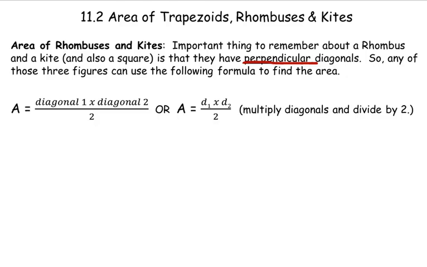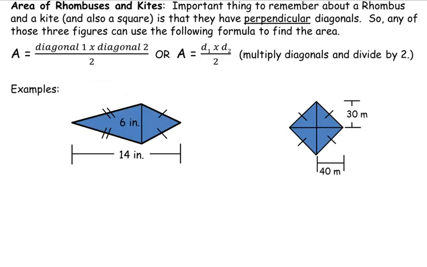So these figures that have perpendicular diagonals, this is going to be a formula we're going to want to remember. Any of these figures then, the formula for area is diagonal 1 times diagonal 2 divided by 2. So you're going to multiply the length of the two diagonals and then divide that by 2, and that will give you your area. Okay, let's look at a couple examples of that.